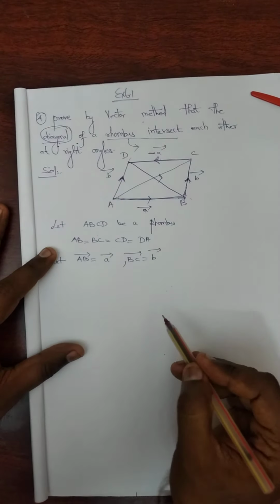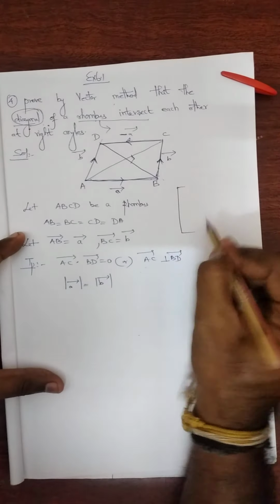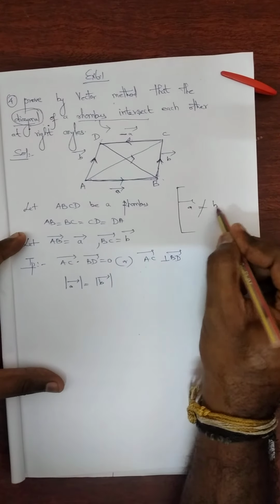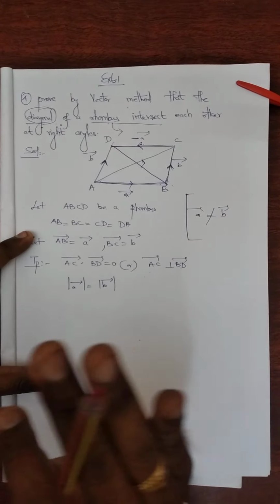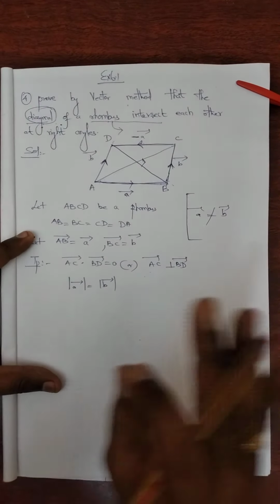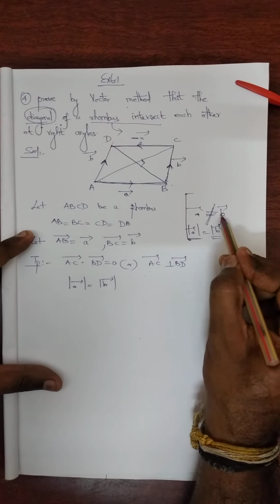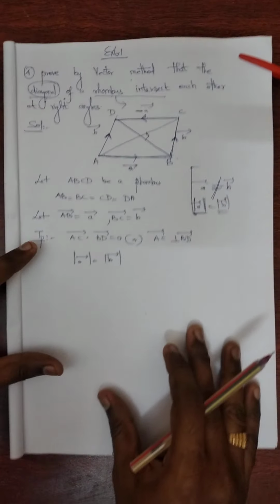So what do I know? All sides are equal, so I can write modulus of A vector is equal to modulus of B vector. A vector is not equal to B vector, since the vectors are not equal, but the length is equal. To make a length I need to put the modulus. Modulus of A vector is equal to modulus of B vector.